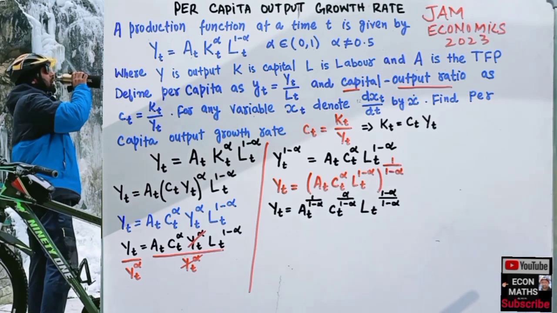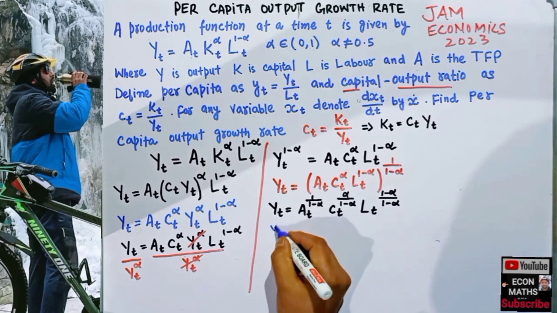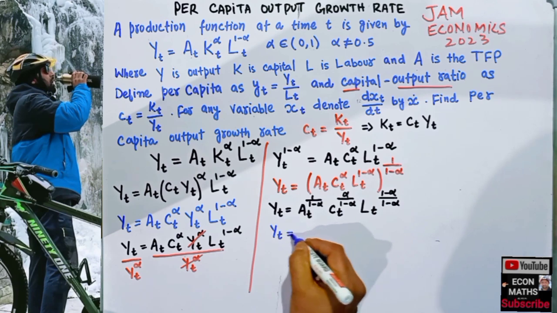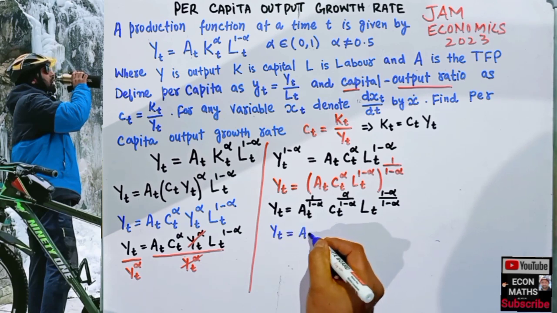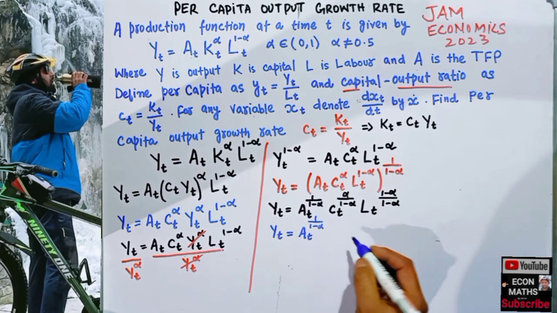So our equation reduces to, this gets cancelled, that means our YT is equal to AT raised power 1 upon 1 minus alpha.